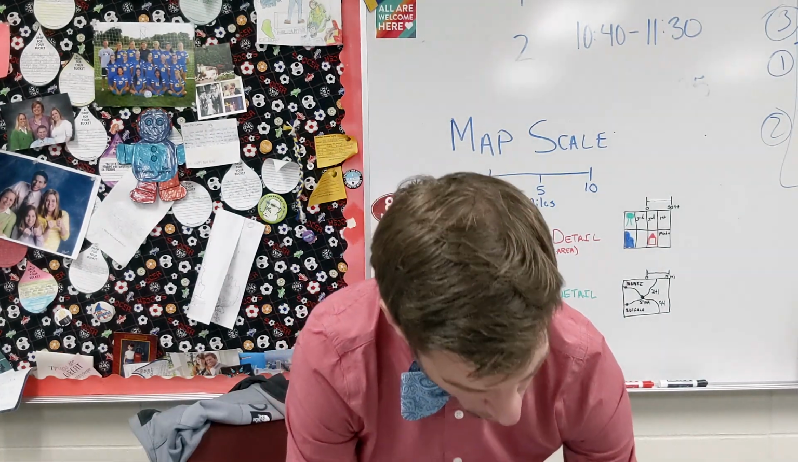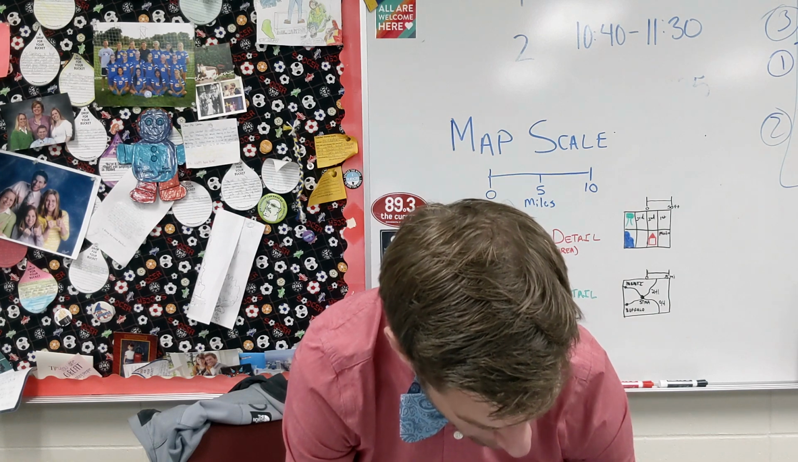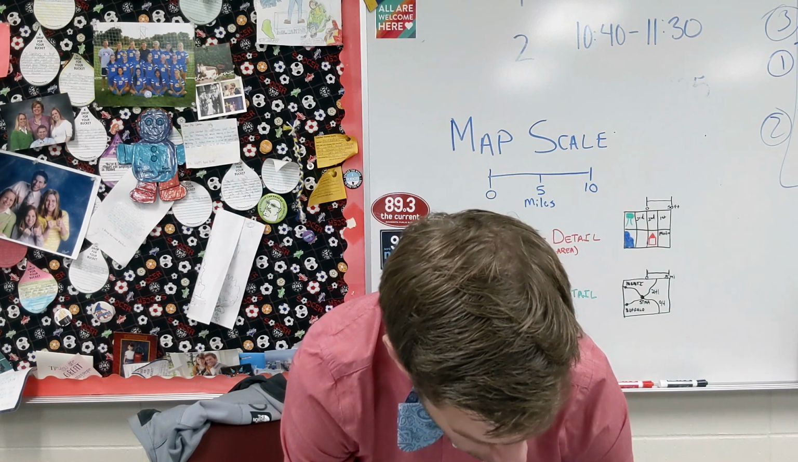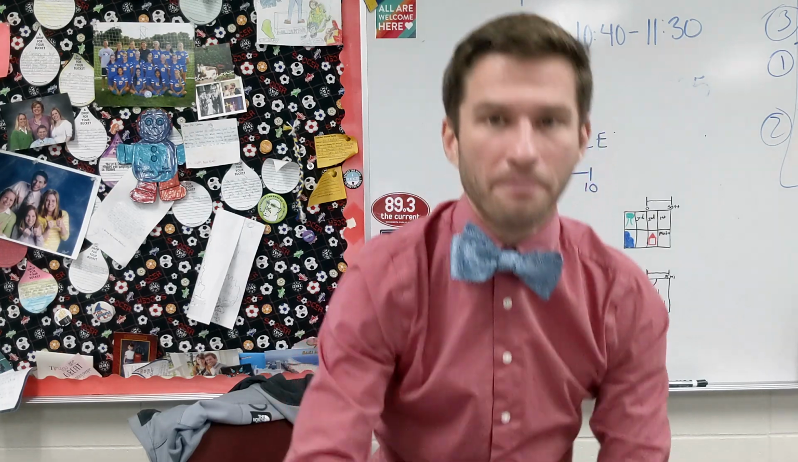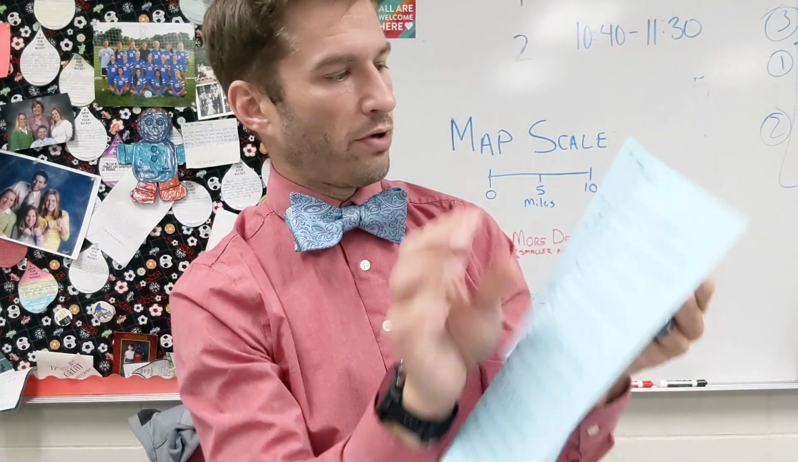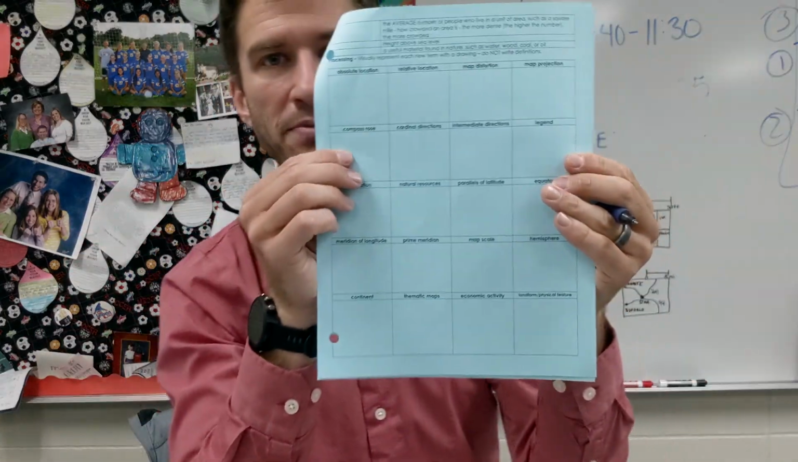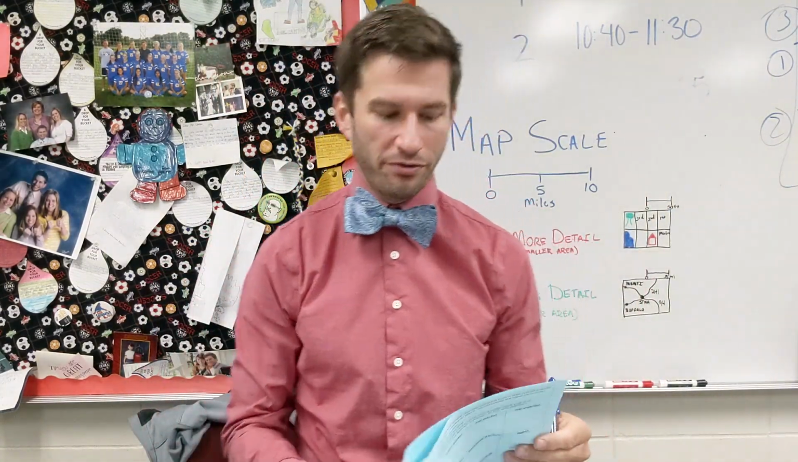And there we have it. The precise point where a place is located on Earth. And so you would just write absolute location. All right, so I just matched absolute location, which was our first term, with its definition. And so you're going to want to do that for the first 15 as well.